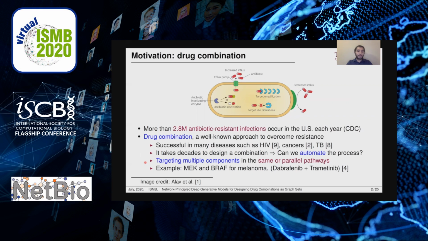The main part in drug combination therapy is that we should target multiple components simultaneously in the same or parallel pathway. For example, if we only target MEK or BRAF alone in melanoma, drug resistance will happen. But if we target both of them in melanoma, it will overcome the drug resistance.